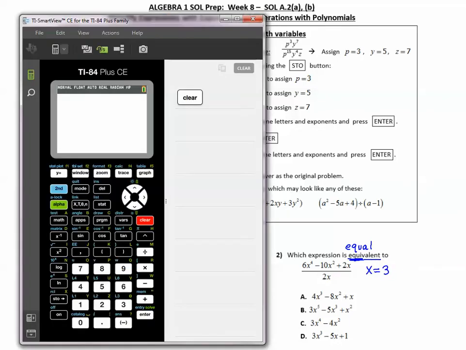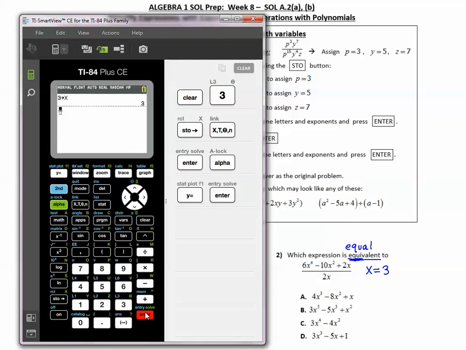We'll always start with 3 and then do 3, 5, 7 and keep going after that if we need to. So remember, we type the number first, store. Now because it's x, I can just type this x button instead of the alpha button to go find x down here. This is quicker if I need x. Enter.